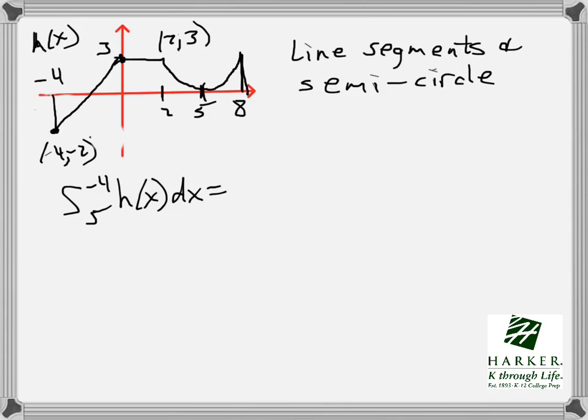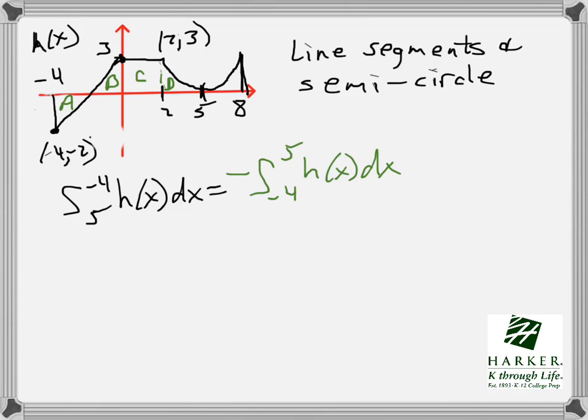So what do you want to do first? I know what I want to do first. That's right. I want to flip it to be the opposite of the integral from negative 4 to 5 of h of x dx. And then I'm going to just use some geometry. It's all geometry. There's no calculus in this. You just have to understand what you're looking for is the area.